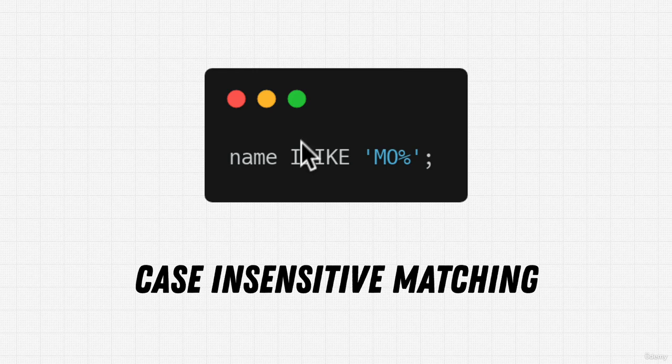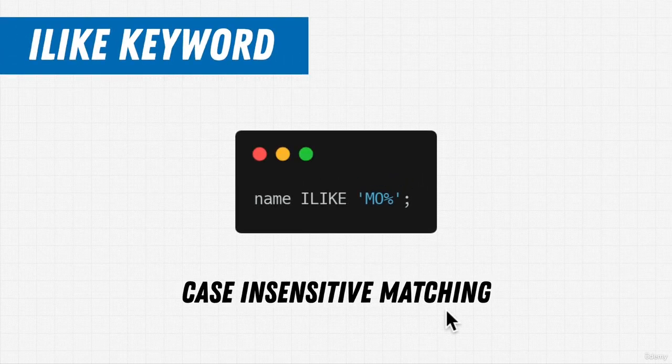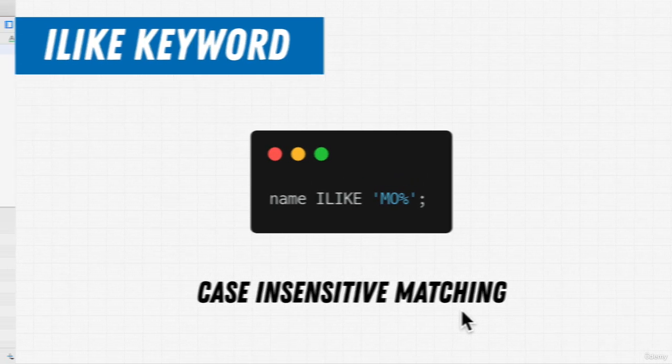So ILIKE is just a different keyword that allows you to also do partial matching the same exact way that LIKE works, but it does case insensitive matching. So no matter what kind of text you're matching against, it's going to match whether Mo is uppercase or Mo is lowercase, it doesn't really matter. It's going to match all of those. So you don't have to do complicated things there. So let's take a look at how that works.